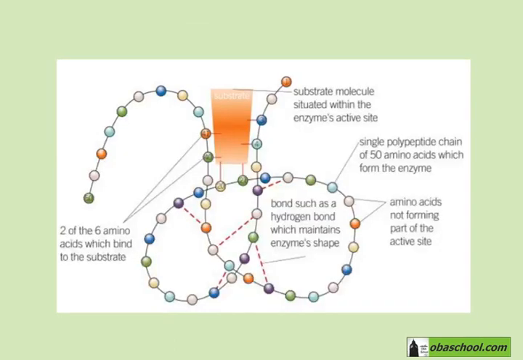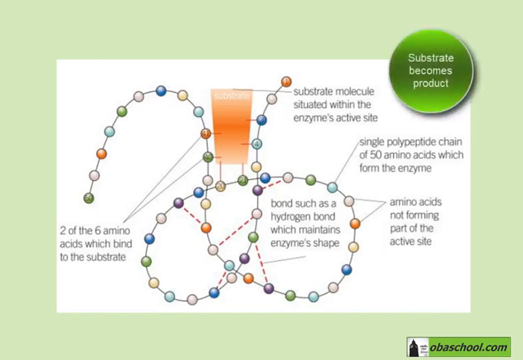Here, for example, we have the enzyme. This is the substrate. It fits into the active site. So this is the active site. In the active site, there are 6 amino acids that are forming bonds with the substrate. After the reaction is complete, these bonds will break and the substrate will actually be turned into the product. So the product is going to leave the active site of the enzyme, and the enzyme goes back to its normal shape.